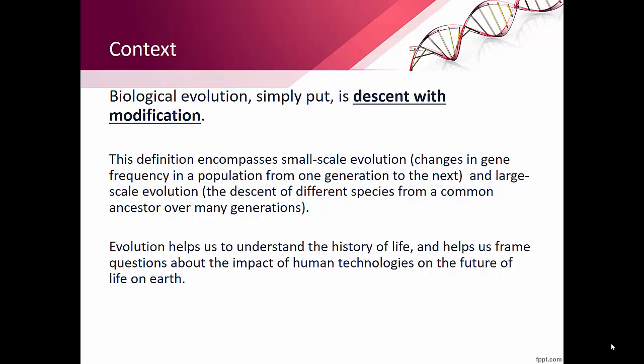And the reason why this is a particularly good definition is that it allows us to really focus on what this unit is all about. So later on we'll be exploring small-scale evolution, which is all about changes in genes and the way that they appear in a population. And then the first part of our topic is all about large-scale evolution. So we're looking at the descent of different species from a common ancestor, and what evidence we have for that.